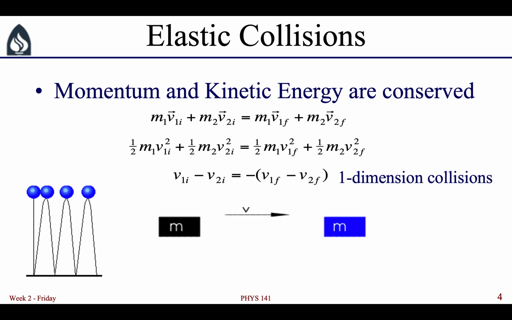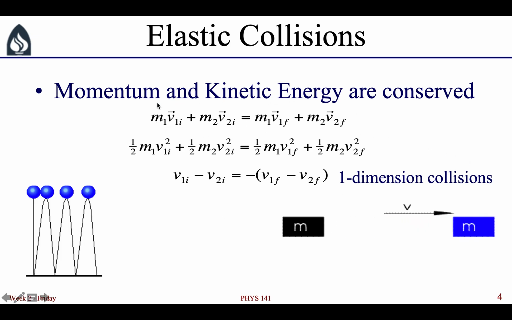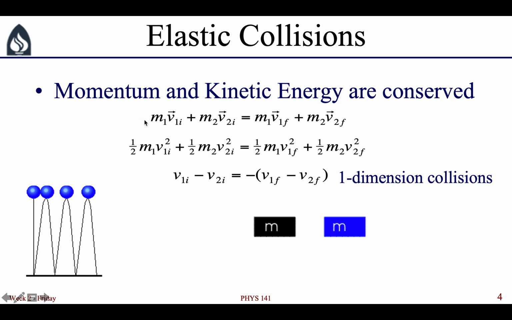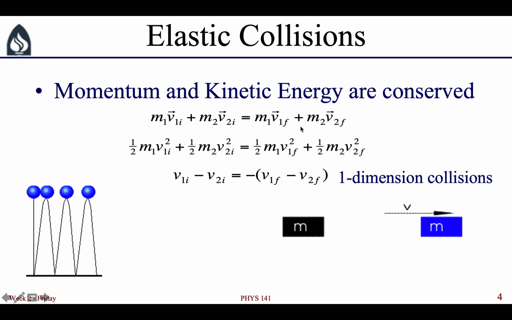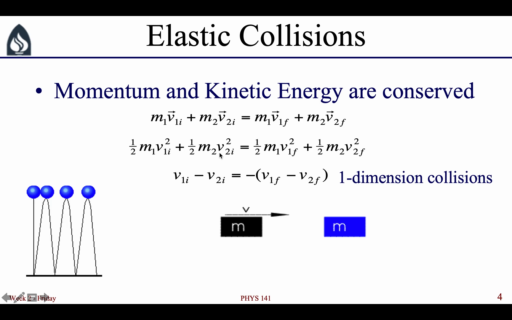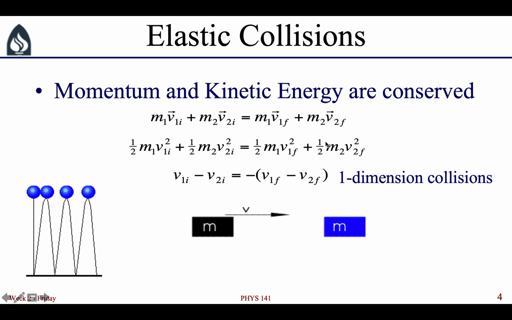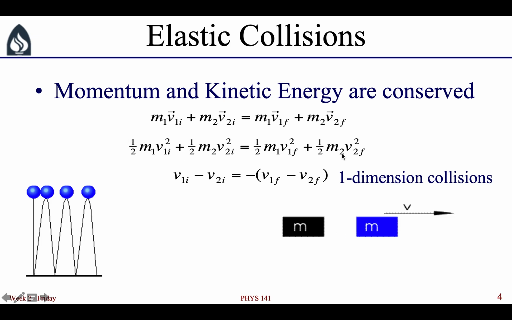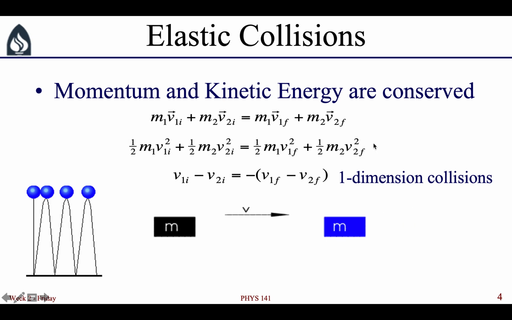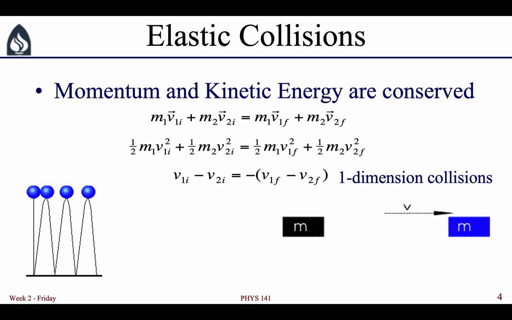So with this type of collision, we can write down expressions if we need to solve a problem for some unknown. We can write down an expression that conserves the momentum and one that conserves the kinetic energy. Now this second equation, conserving the kinetic energy, is sometimes a difficult equation to use when solving problems because of all the squares. It makes the algebra tough.